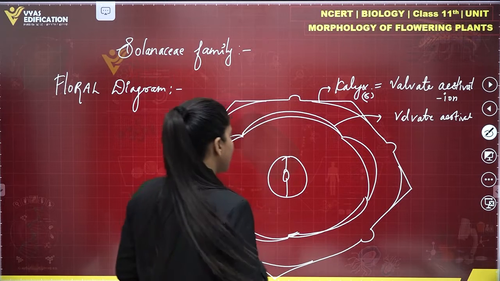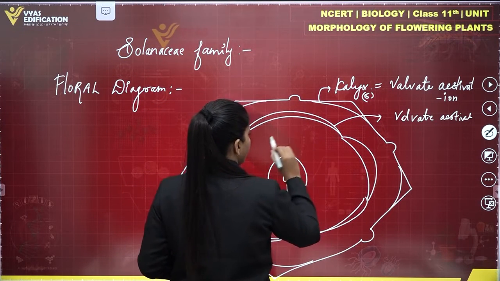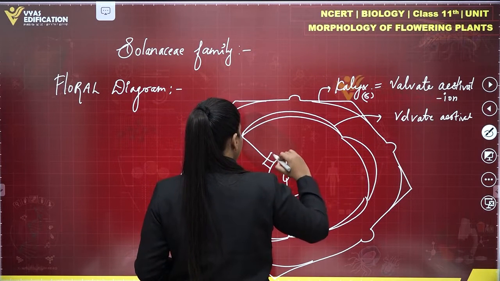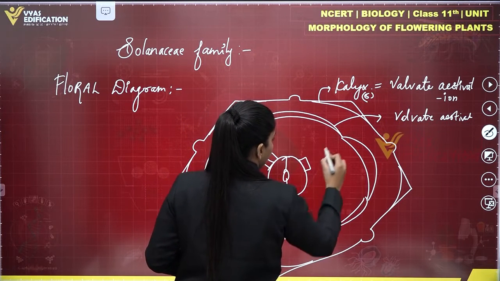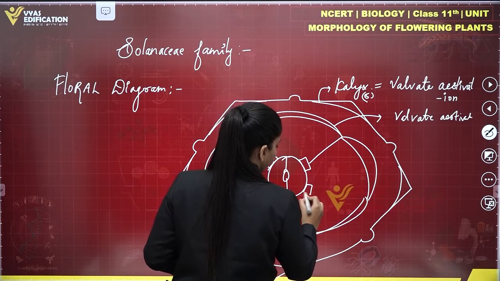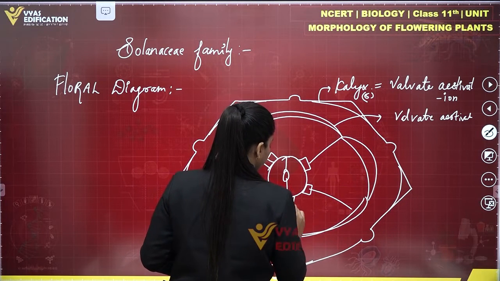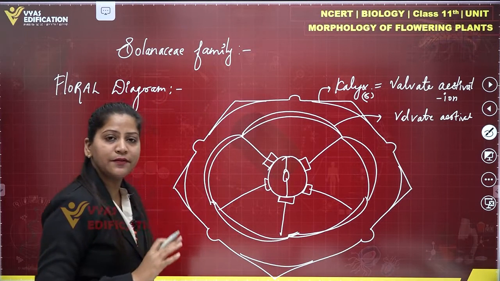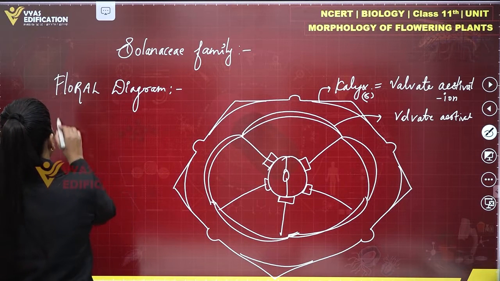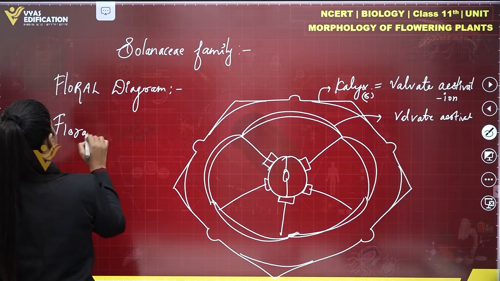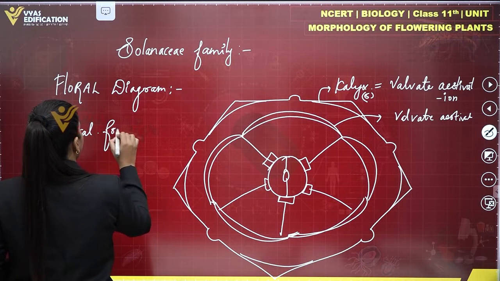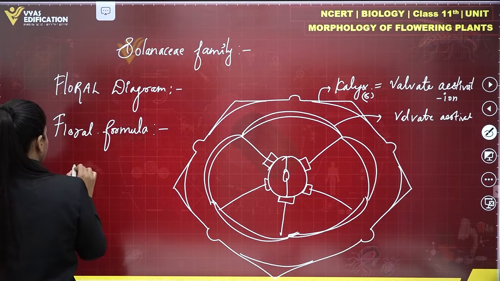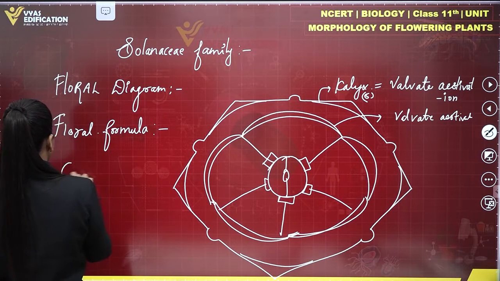The ovary is syncarpous, and they have 5 epipetalous stamens. So this is the floral diagram representing the family Solanaceae. If we talk about the floral formula, then the floral formula would be like this.